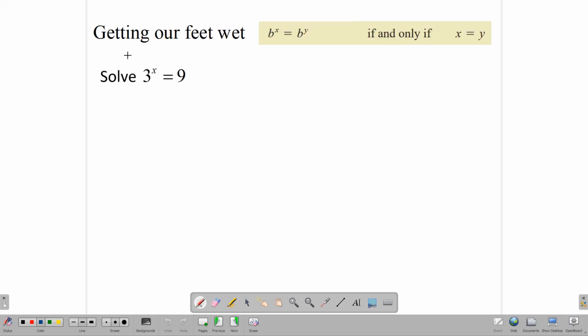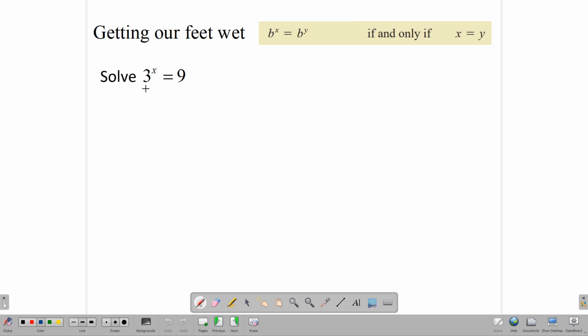We're going to start off with a very, very simple example, and that is we want to solve the exponential equation 3 to the x equals 9. Now, you're probably wondering why we're solving exponential equations when we're talking about logarithmic equations. And that is because logarithmic equations and exponential equations are related. So let's start by solving this equation, 3 to the x equals 9.